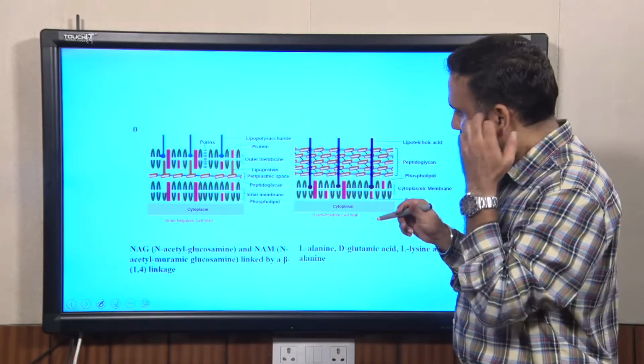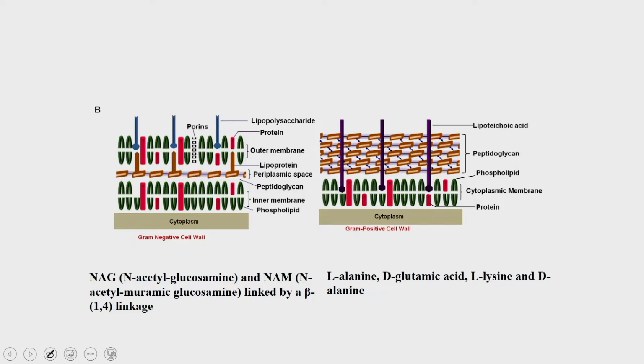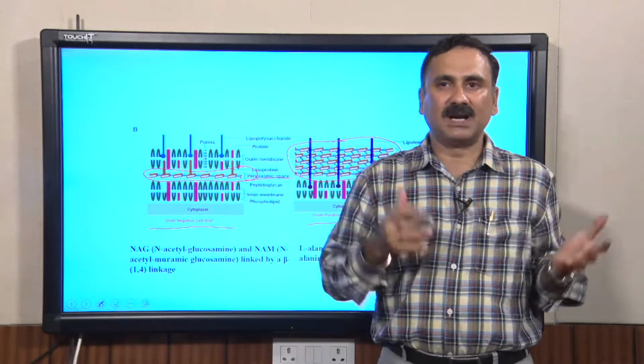Then we have also discussed the composition of the cell wall in the gram negative bacteria and the gram positive bacteria. The major difference is the presence of the peptidoglycan layer. What you see is a very thin layer of peptidoglycan in the gram negative bacteria, whereas there is a thick layer of peptidoglycan in the gram positive bacteria, and that actually makes things very different between the gram negative versus gram positive.